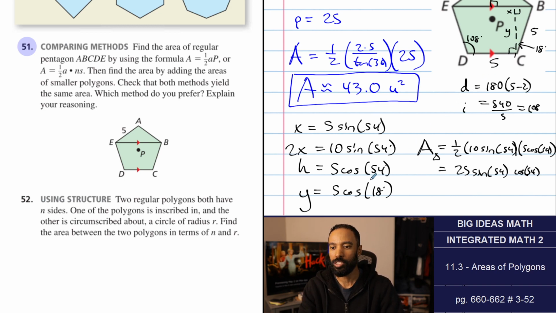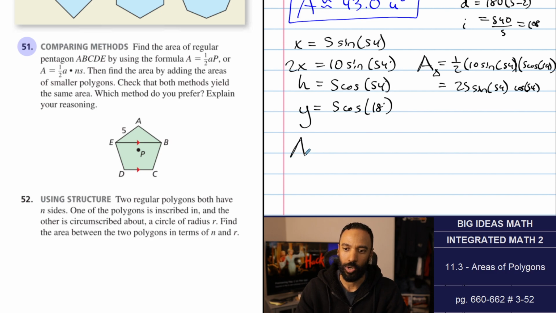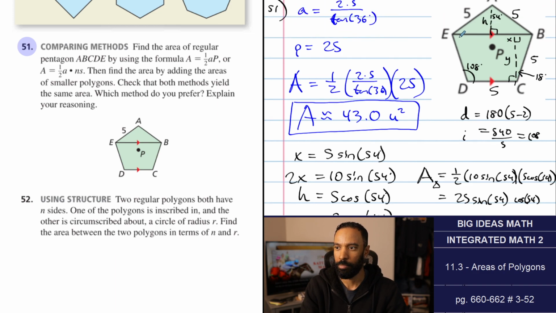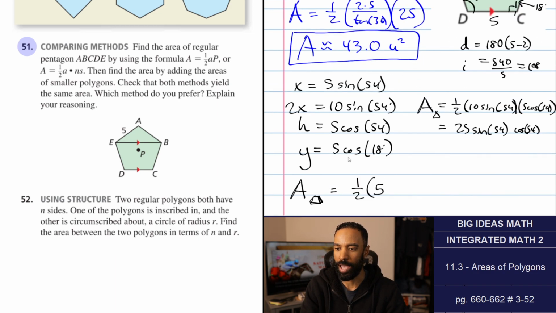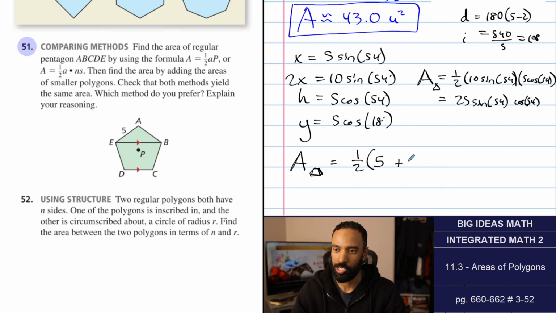The area of a trapezoid is you average your bases and multiply by your height. So it's 1/2 of this base here of 5 plus this base here, that 2x, it's 10 times the sine of 54, and multiply that by your height. And height is 5 times the cosine of 18.